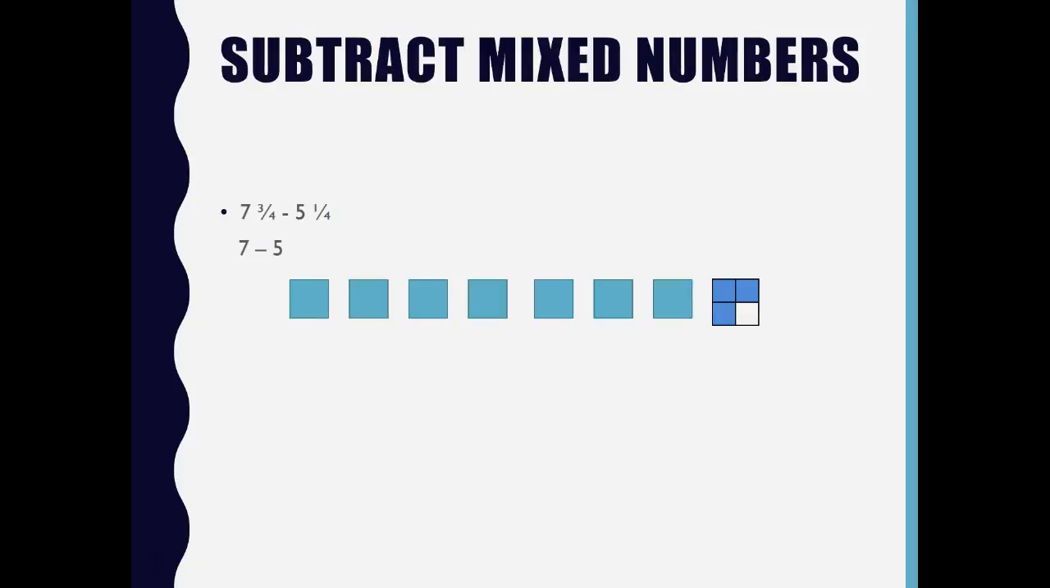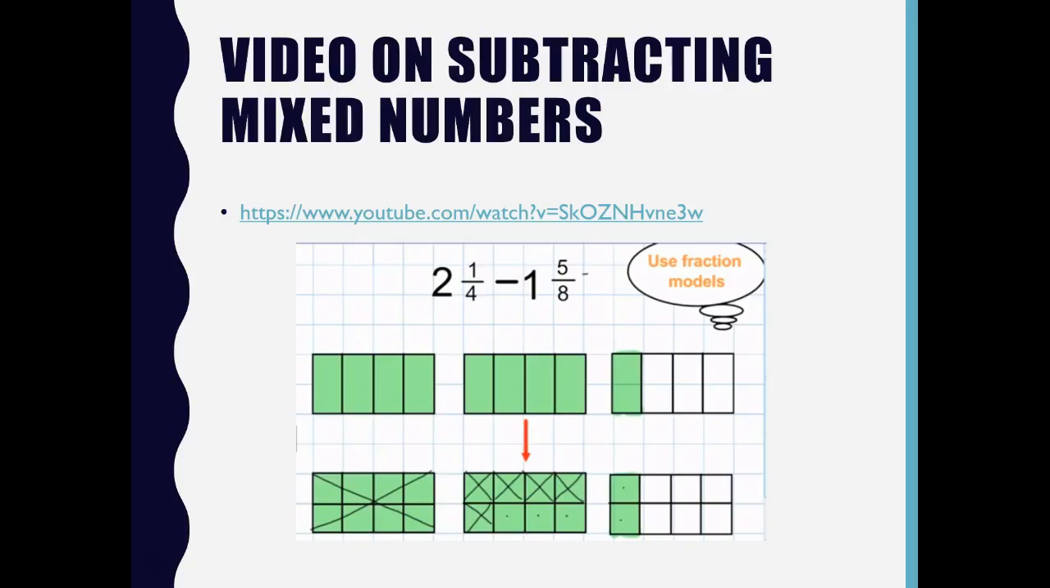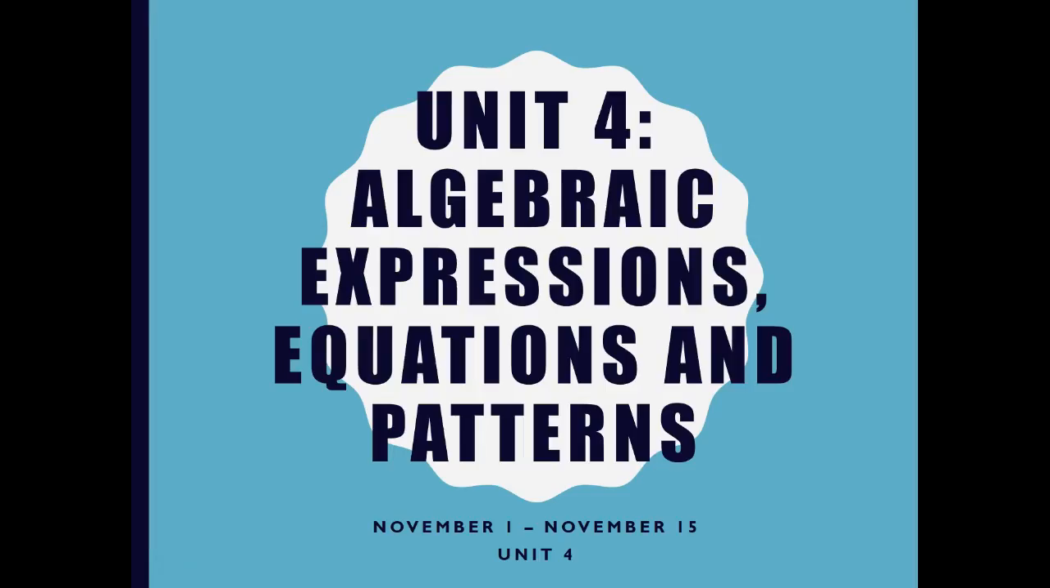Subtracting mixed numbers can be done similarly. You could take the whole numbers away first. That leaves us with 2 3/4. Now we need to take our 1/4 away from that. So that would leave us with 2 2/4. There is a video, again using pictorial models and grid paper, that you can watch on subtracting mixed numbers.